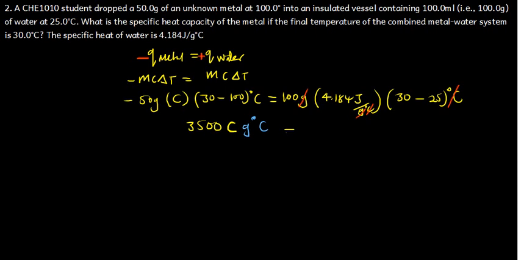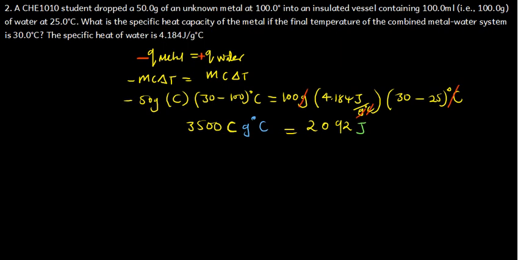And this is going to be equal to, if we multiply 30 minus 25 is a 5, 5 times 100, that is a 50, 50 times 4.184, that is going to give us 2092. The only thing that is remaining, the unit there, is a joule. So I'm going to put a joule there.